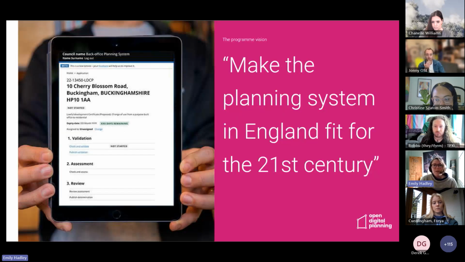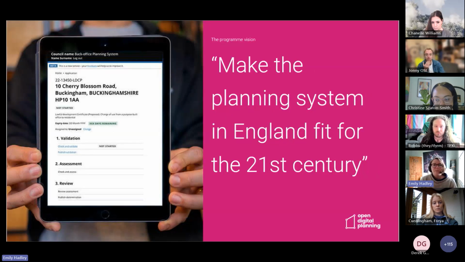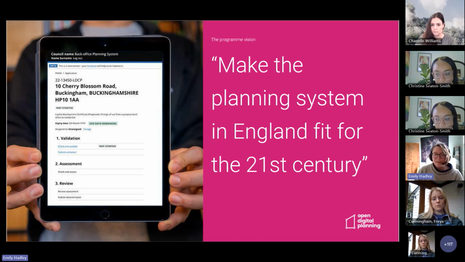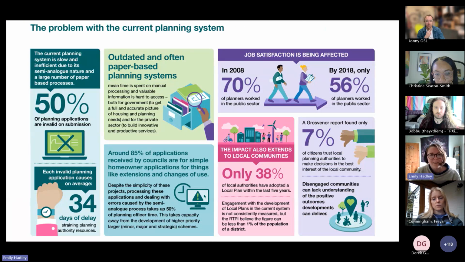So to cover a little bit about the intro and context, MHCLG has a program vision: make the planning system in England fit for the 21st century. There is a whole plethora of things that have led to this. Some of the things are listed here, this is one of my favorite infographics. There are a lot of issues and pain points within the planning system that have led to delays, not only for planning officers and applicants and residents, but anyone who has contact with the planning system.